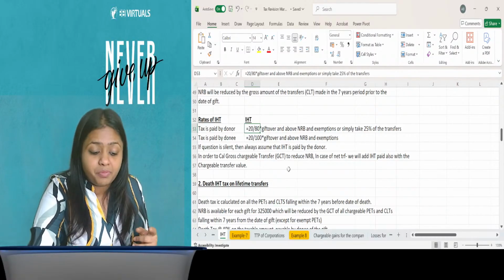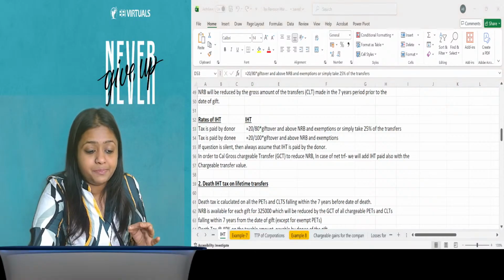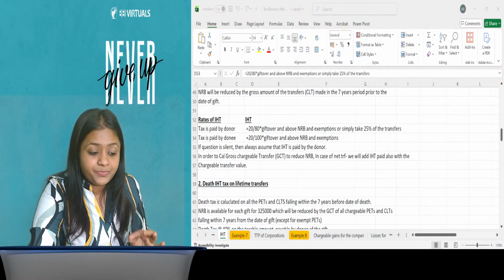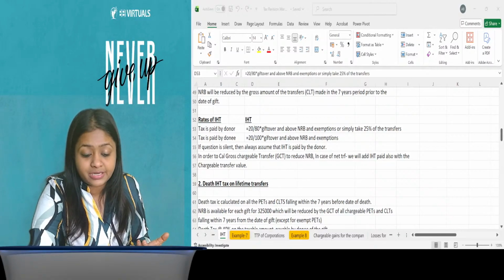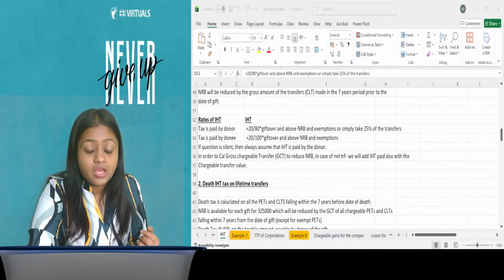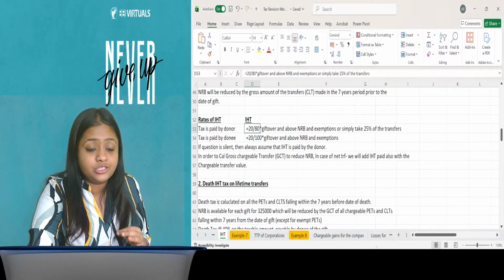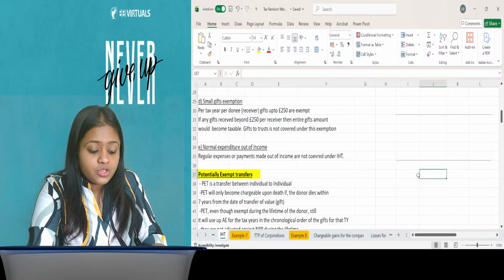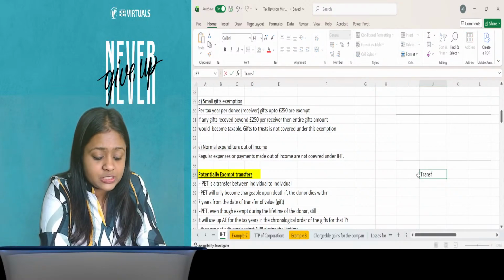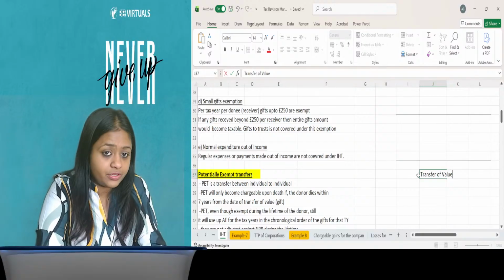When the tax is borne by the donee, you will multiply 20%. Okay, clear? Now the next point is, on what value should we calculate this? You would always do the calculation on this value, which is your starting point, the transfer of value. That is simply the value of the gift.